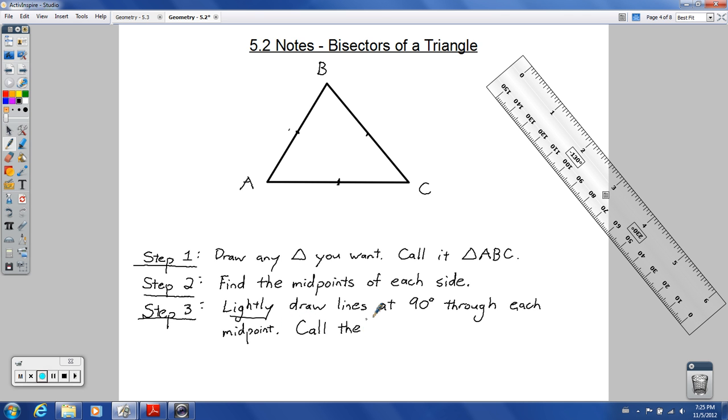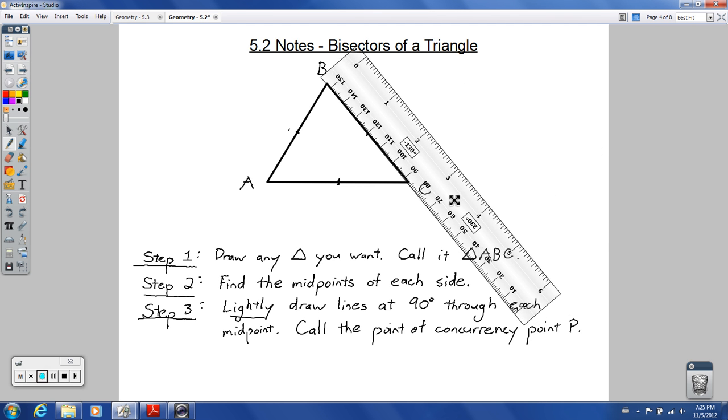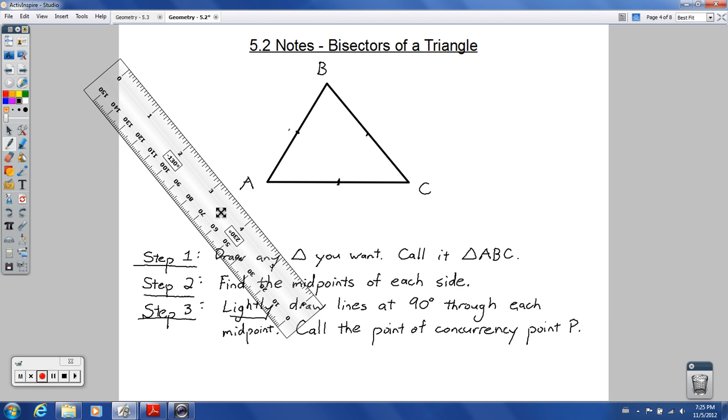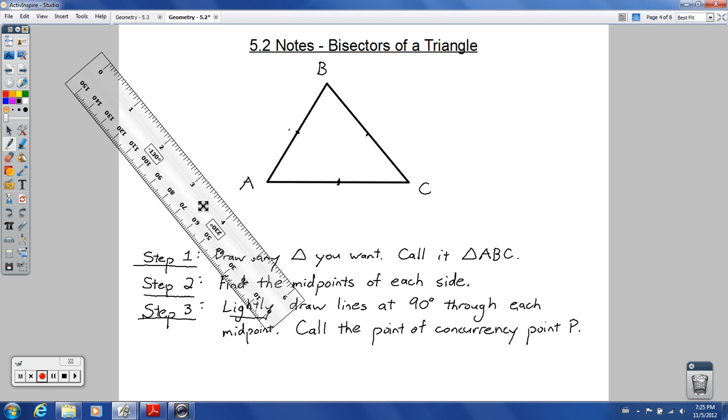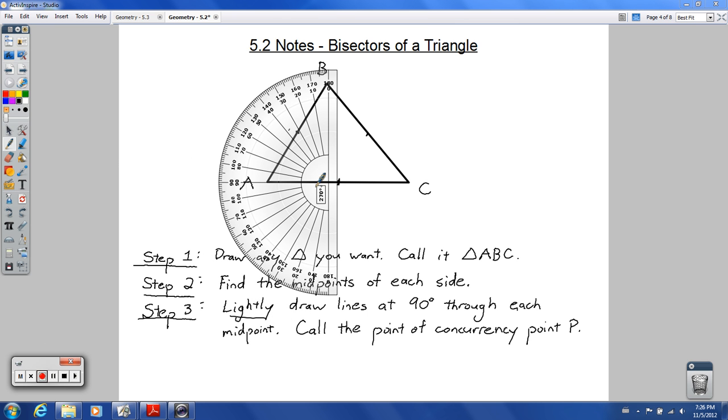And then this has got kind of a fancy name called the point of concurrency, spelled like that, concurrency. So it's like currency, money with a con in front of it, concurrency. We're going to call that point P. So I'm going to move my ruler around, kind of line things up. I'm also going to get out my protractor, and I'll show you once I'm all ready to go, have it set up for that. Alright, so I got my protractor out.